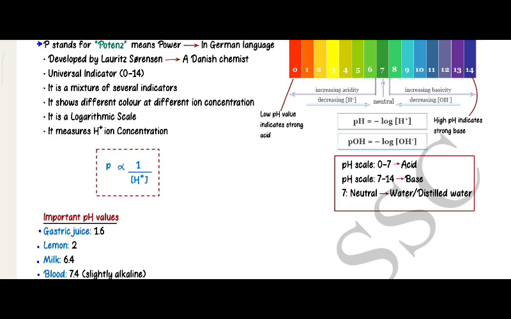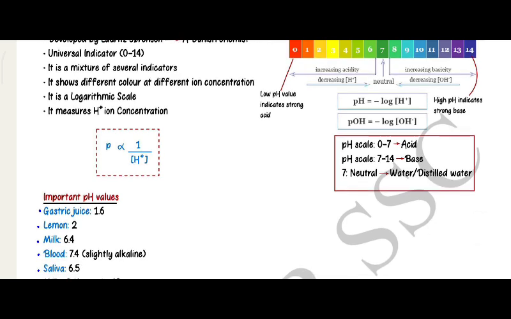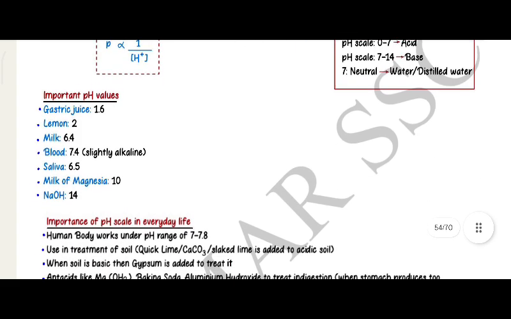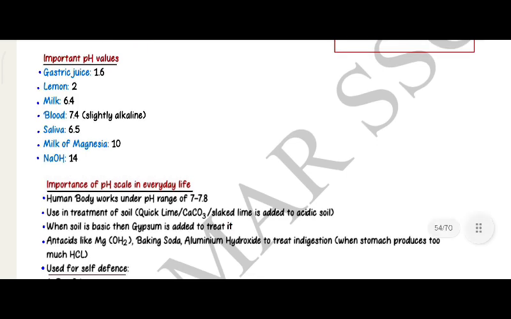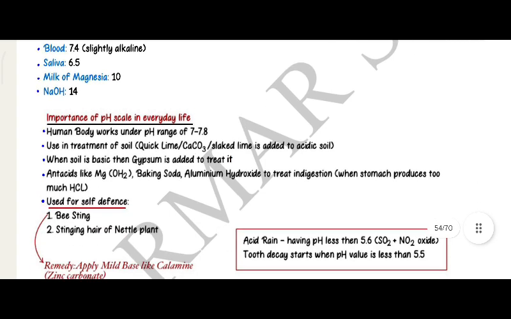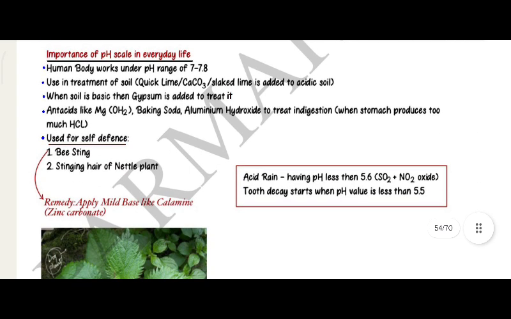On the pH scale, 0 to 7 is acid, 7 to 14 is base, and 7 is neutral, like water or distilled water. pH is inversely proportional to H plus ions. Important pH values: gastric juice 1.6, lemon 2, milk 6.4, blood 7.4, slightly alkaline, saliva 6.5, milk of magnesia 10, sodium hydroxide 14. Importance of the pH scale in everyday life.